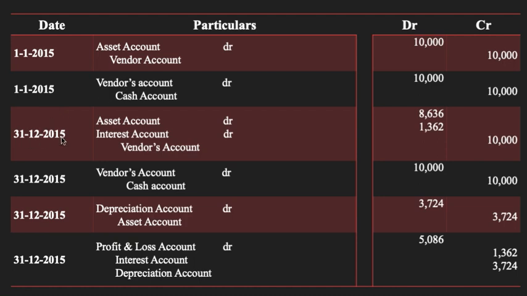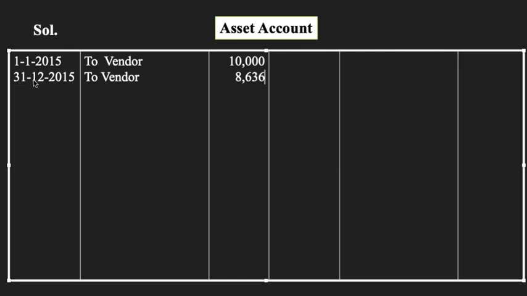Then again, on 31st 12 2015, we have the vendors account. So we are going to take which amount? 8,636. That is going to get debited in the vendors account, right? So we are going to write now to vendor 8,636, the same we are going to pass in the asset account. So we are going to write down on 31st December 2015 to vendor 8,636.